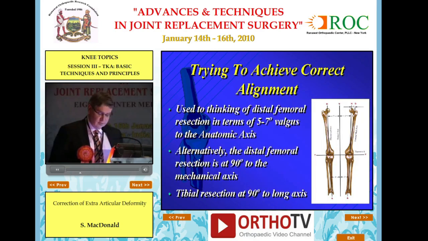Again, we're trying to achieve correct alignment in these knees. We've already heard about that. We're used to thinking of the distal femoral resection in terms of a 5 to 7 degree valgus to the anatomic axis, and alternatively, the distal femur resection is, as we know, 90 degrees to the mechanical axis. Tibial resection, of course, is 90 degrees to the long axis.